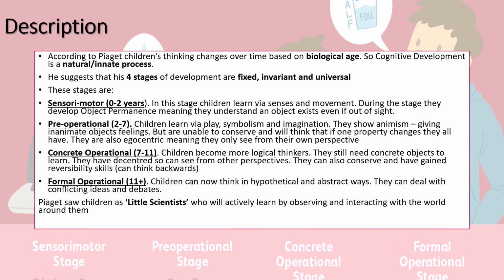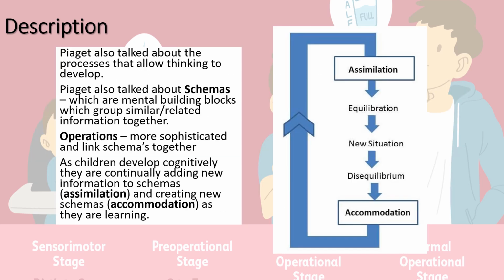Piaget also saw children, across these stages, as little scientists. So that means that they actively learn by observing and interacting with the world around them. He almost said they carry out their experiments and learn via trial and error, and this therefore allows them to build up their thinking of the world. And we'll come back to that when we talk about applications. There's a little bit more for Piaget before we do go on to evaluation.